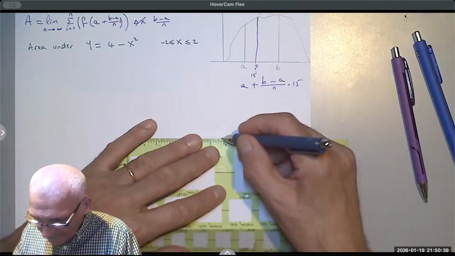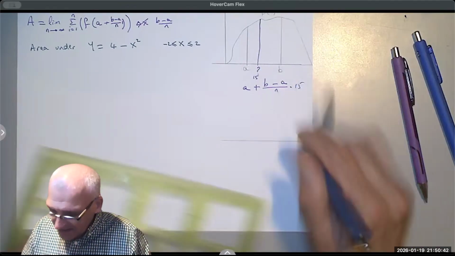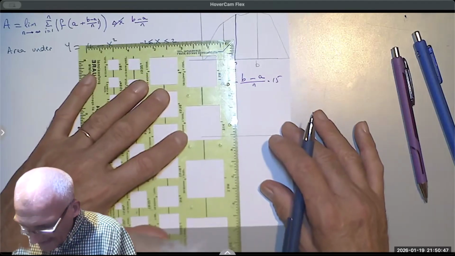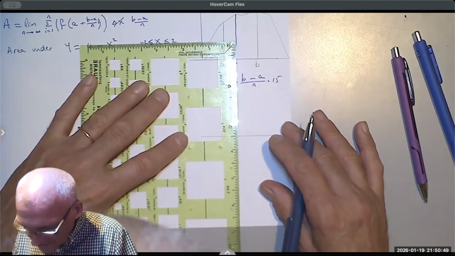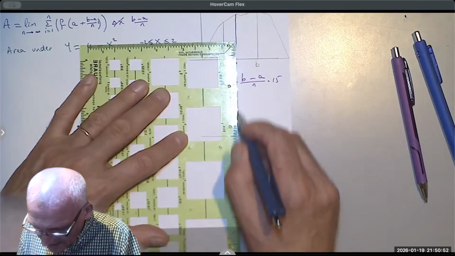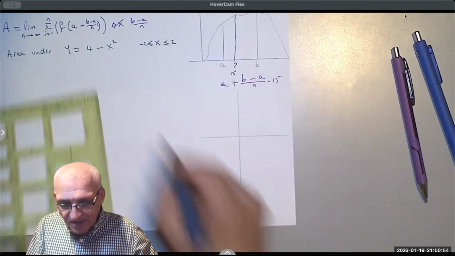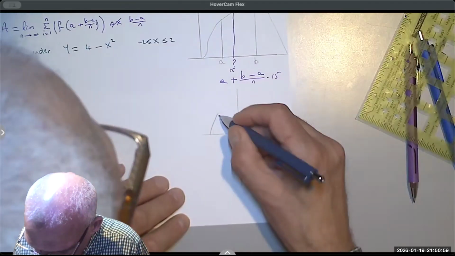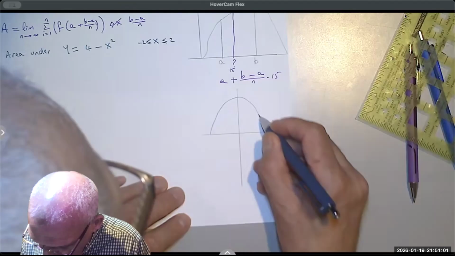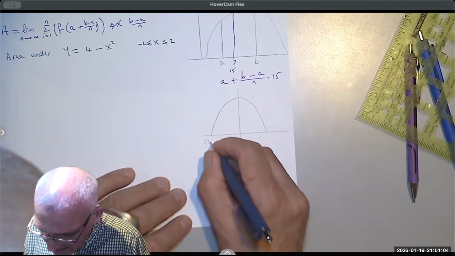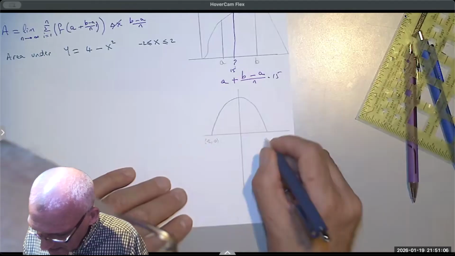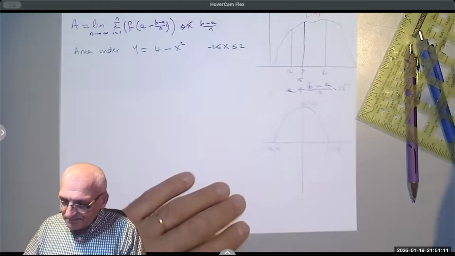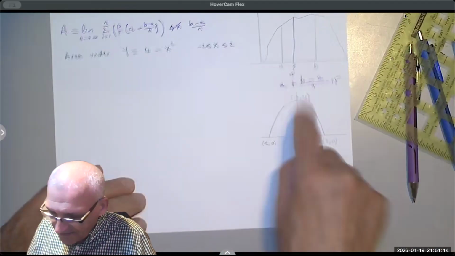First of all, its vertex is on the y-axis because x is squared, not x minus 1 or plus 4 or anything. It's opening downwards because of the negative sign, and it looks something like that. Not down to scale, but this is -2 and 0, this is 2 and 0, and this is 0 and 4. And we want this area.